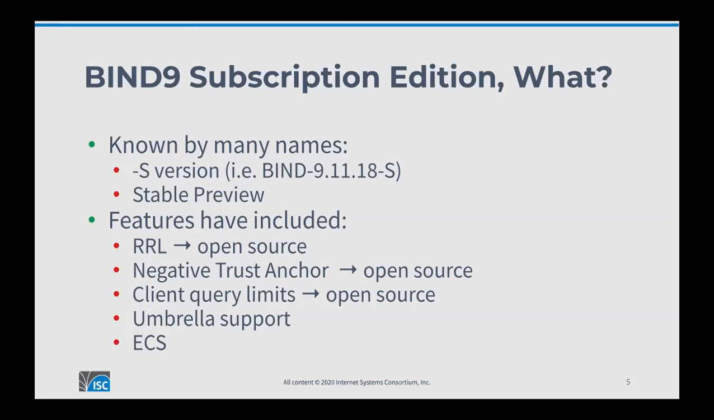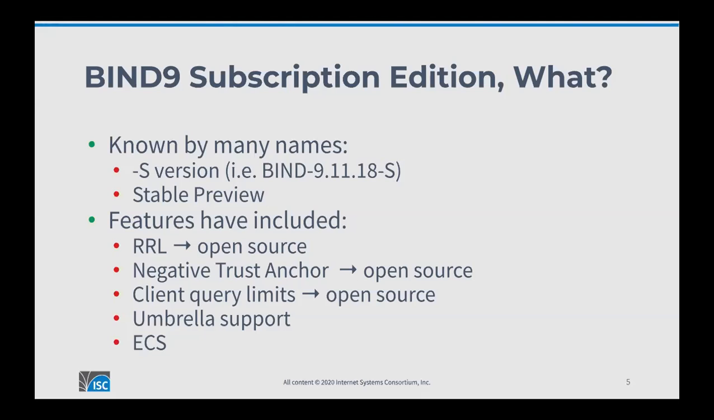The next one we had is Negative Trust Anchor. This one has also now moved into the open source, but this was a mechanism by which, if you were a recursive server provider and you implemented DNSSEC, and then some domain that was DNSSEC signed had a problem with their DNSSEC infrastructure, a Negative Trust Anchor allowed you to turn off DNSSEC for just that one domain. Prior to this feature, you had to turn off DNSSEC entirely, which isn't exactly what we wanted. One of our longtime customers and supporters actually requested this feature, so it went first in the subscription edition, and again, has now been rolled into the open source.